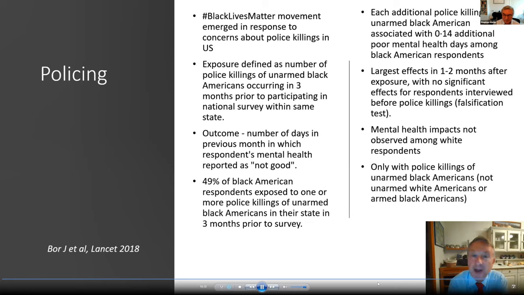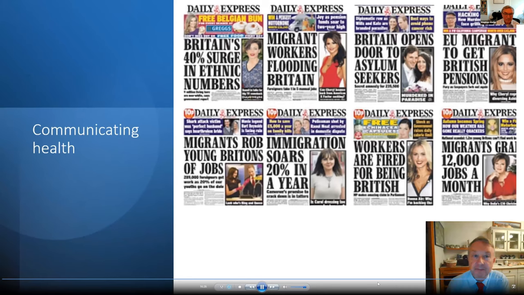So you can see how for ethnic minorities and migrant populations, often they're living in a state of deep insecurity because they experience racism, because they experience prejudice, and these are ways in which we can measure it. I'm running out of time, so I'll just say very briefly that we need to look at the way in which health is communicated. In the United Kingdom, we have extensive racism and discrimination in many areas of public life. And it's hardly surprising when you see the way that migrants are portrayed in the media.